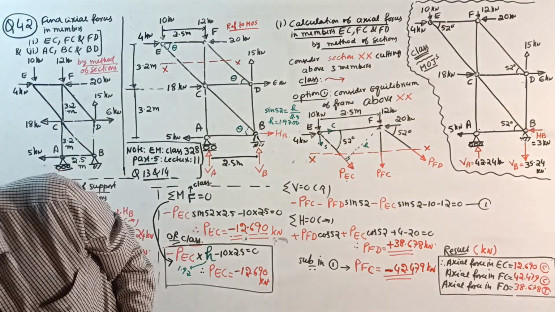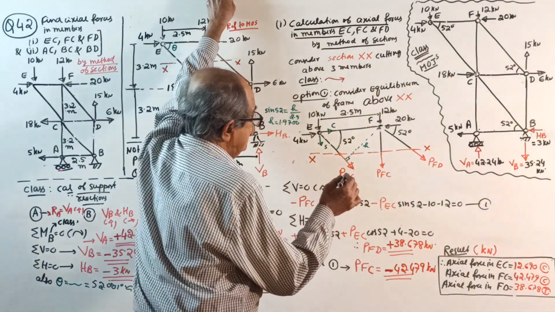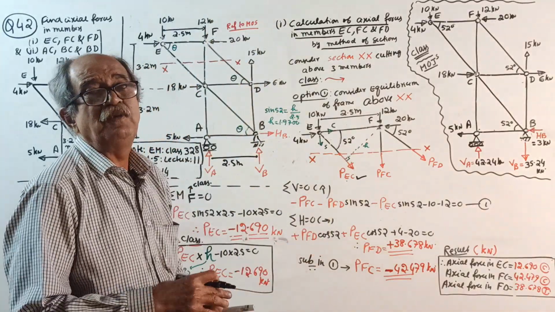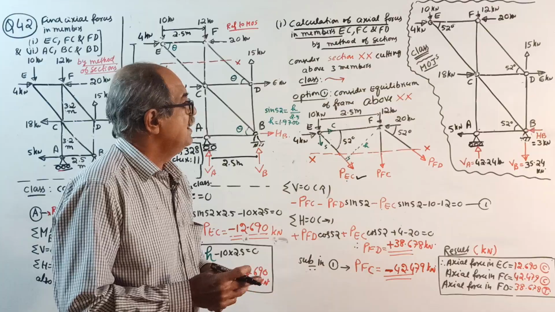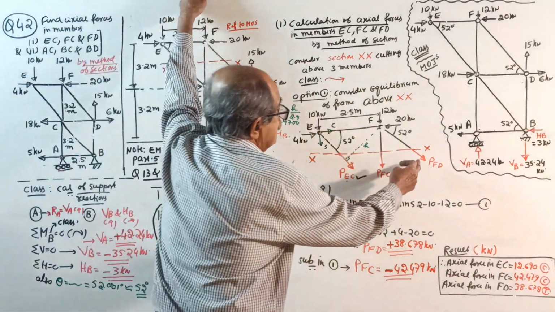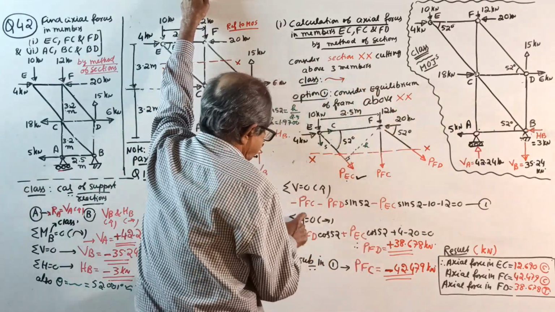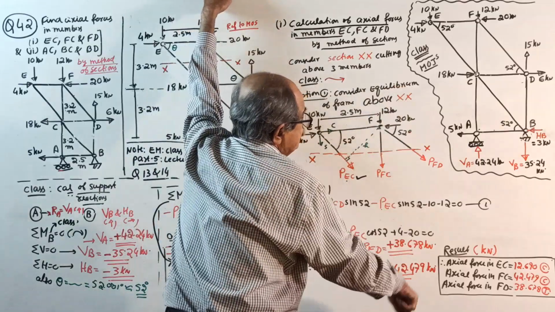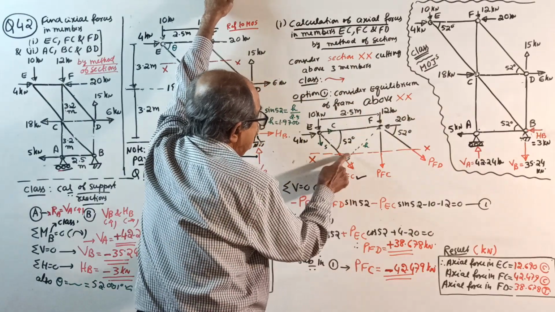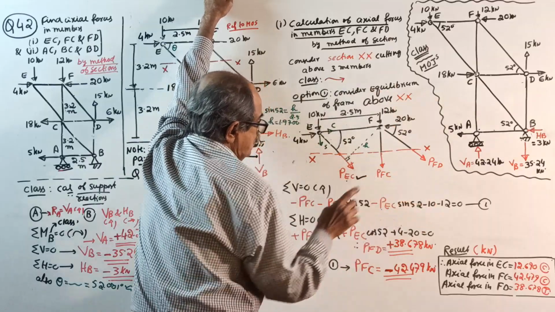Okay, over. Now, once this is over, I'll take a black color pen here. We got the value of PEC. Right mark means under a pencil mark you can make. You make a pencil mark here. PEC is known. Okay, now, sigma V equal to 0. Unknown first. Minus PFC minus PFD sine 52 minus PEC sine 52 minus 10 minus 12 equal to 0.